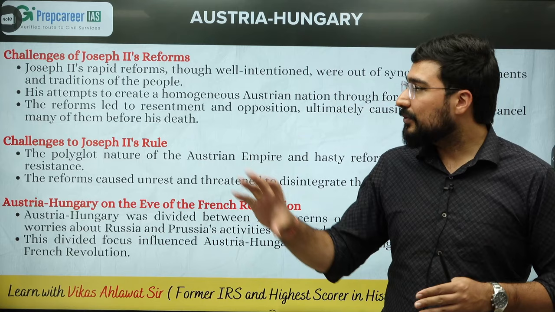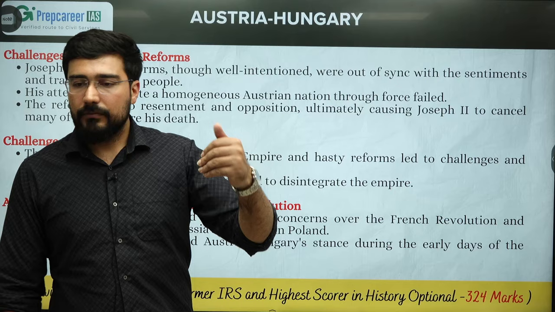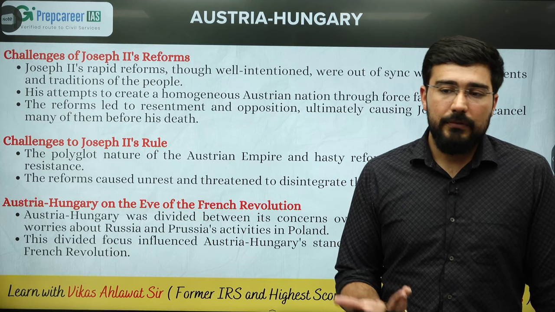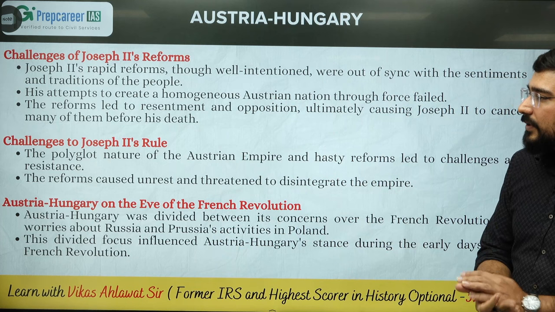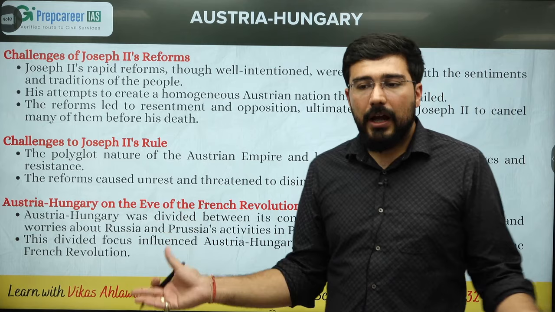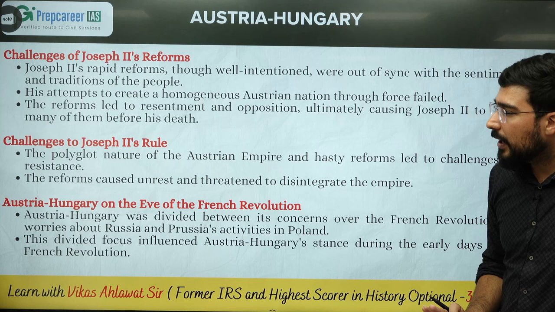Like if we see an example from modern India, like those farmer bills. Those bills, even if they were well intentioned, were not acceptable to the farmers. So do you think that they are going to become successful? No. Same thing can be seen even here. He tried to create a homogeneous Austrian nation through force, which eventually failed. And the challenge to Joseph II's rule was the polyglot nature of the empire. Polyglot means different types of nationalities were part of it. That's why we say the polyglot nature of the Austrian Empire eventually faced various challenges.